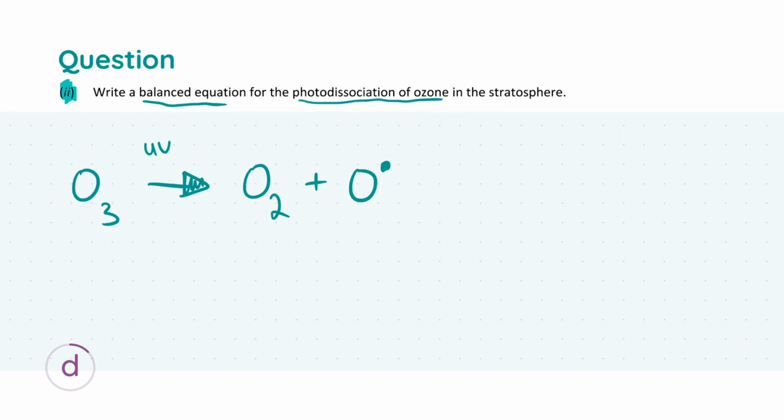Now, to talk a little more about what this dot means, it's what we call a radical, or a free radical, and they're extremely reactive because they're on their own and they really need to get stable, so they will react with whatever's around them. But in this case, this is the required balanced equation to give you the photodissociation of ozone into oxygen, O2, and the oxygen free radical itself.